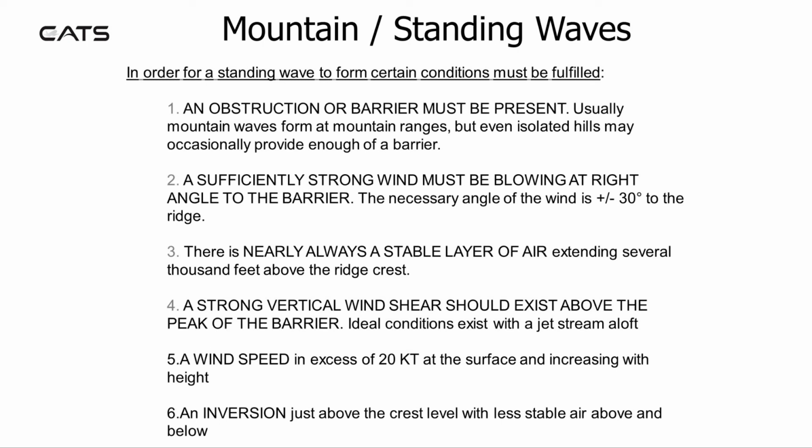There is nearly always a stable layer of air extending several thousand feet above the ridge crest. A strong vertical wind shear should exist above the peak of the barrier. Ideal conditions exist with a jet stream aloft. A wind speed in excess of 20 knots at the surface and increasing with height. An inversion just above the crest level with less stable air above and below it.